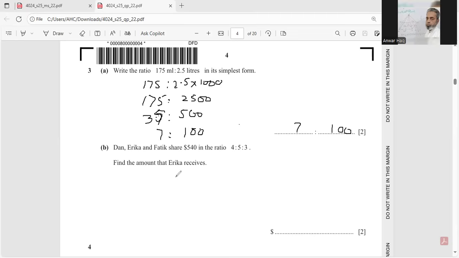For next, 540 in the ratio 4:5:3. Because he is asking for the value of E, the share is 5 here. So 5 over the sum of the ratio, which is 12, multiplied by 540. After simplification, you will get 6 fours are 12, 6 twos are 12, 6 nines are 54, 90. So 5 times 45. 45 multiplied by 5 is 225. Now the next question.